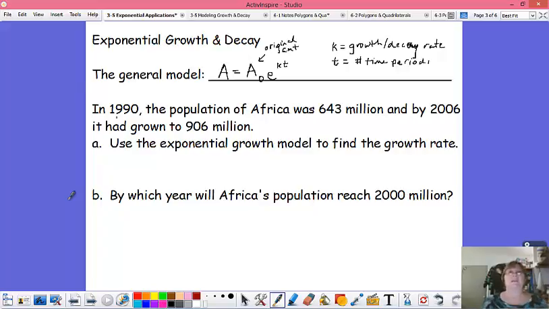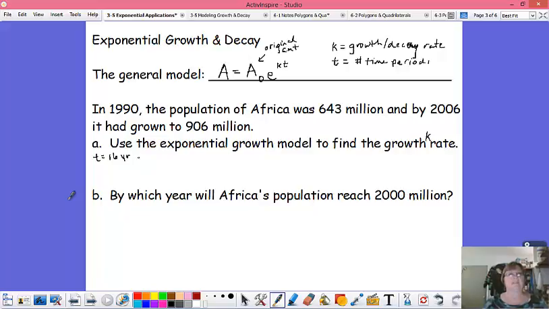In 1990, the population of Africa was 643 million. And by 2006, which by the way, how many years is that? It's looking like 16 years to me. In 16 years, they had grown to 906 million. This says that we should use the exponential growth model to find the growth rate. That is, we're going to look at a specific example for populations in 2 different years and use it to find a value of k.